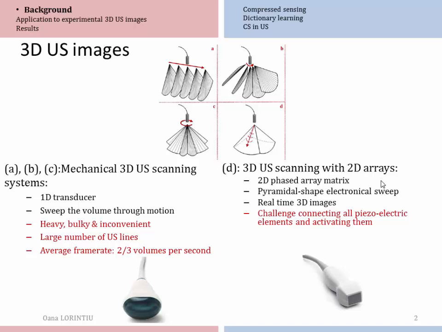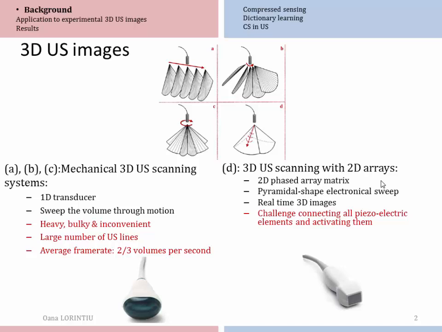You have the mechanical scanning system, which is represented in A, B, and C. In these cases, you use a 1D transducer, and you sweep the volume by motion. The downside is that the transducer here is kind of heavy, bulky, and can be inconvenient to use depending on the position of the part of the body that you want to image. And it requires a large number of ultrasound lines, and the frame rate is quite average, only 2 or 3 volumes per second.